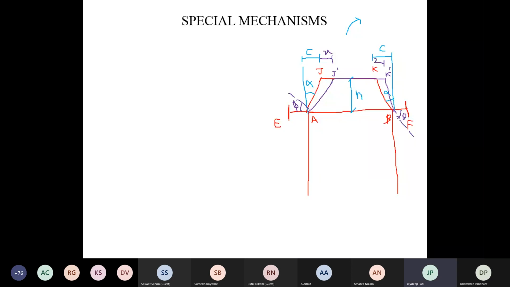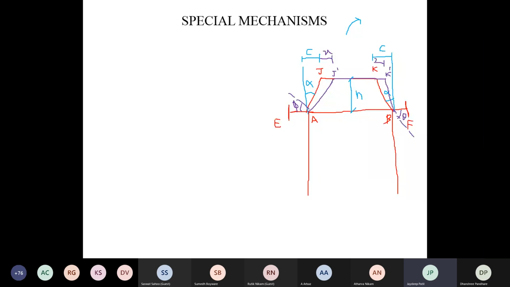कितना एंगल टर्न होगा ये? It is again phi ना? Is it right? At the same time, your link KB slides and K changes its position to K dash, meaning the angle K dash B K, this angle is theta. Is it right?